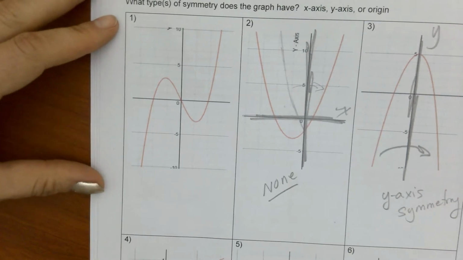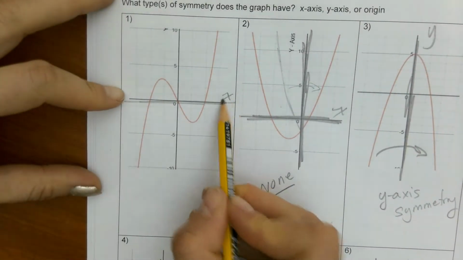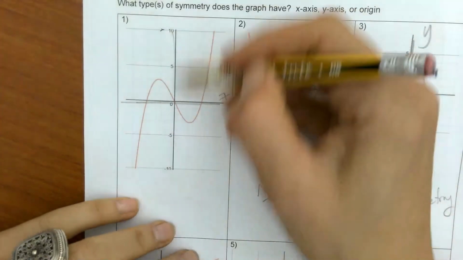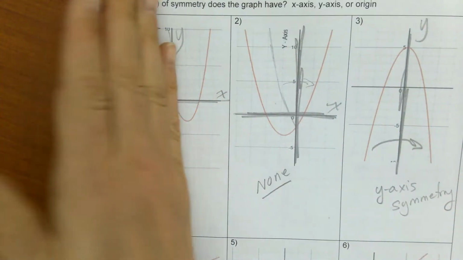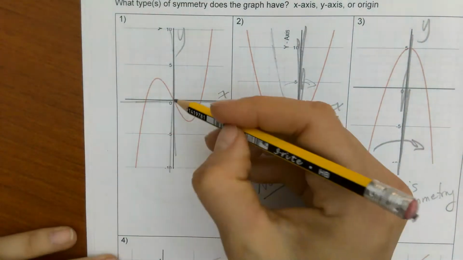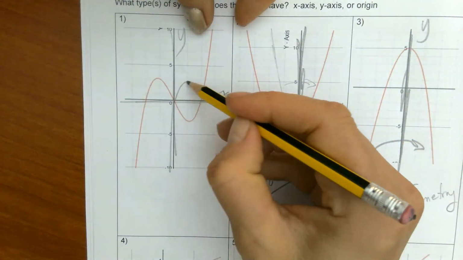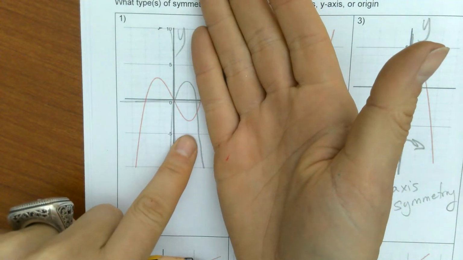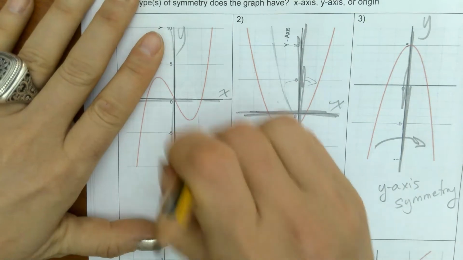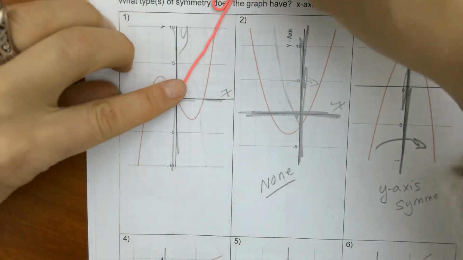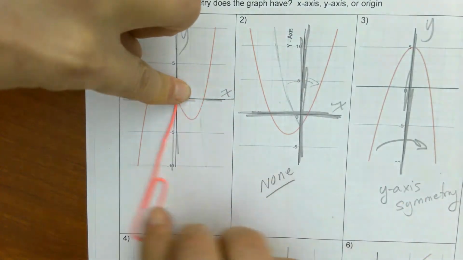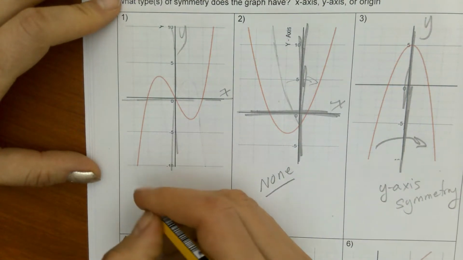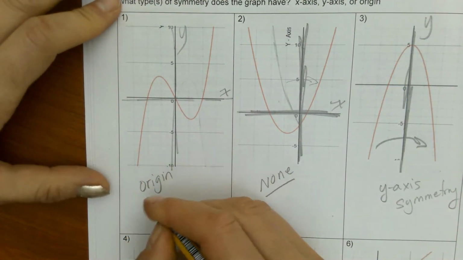The next one. If I look at my x-axis, is this side exactly the same as this side? Nope. What about this one? If I reflect it this way, no, because if I want it the same, I'd have to do like this, two bumps like this. That would be the same, but it's not. So it doesn't have x or y. Let's check rotating it. So if I rotate this half a circle, is it going to look the same? Yes. So this is origin symmetry.